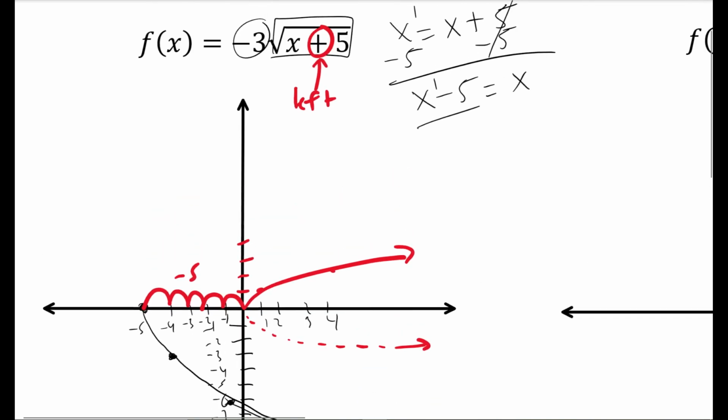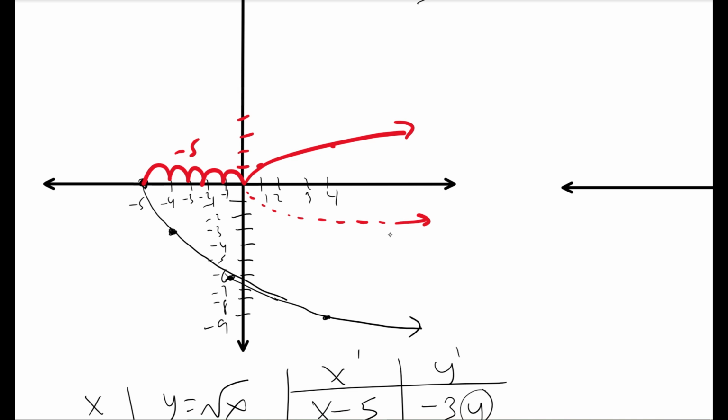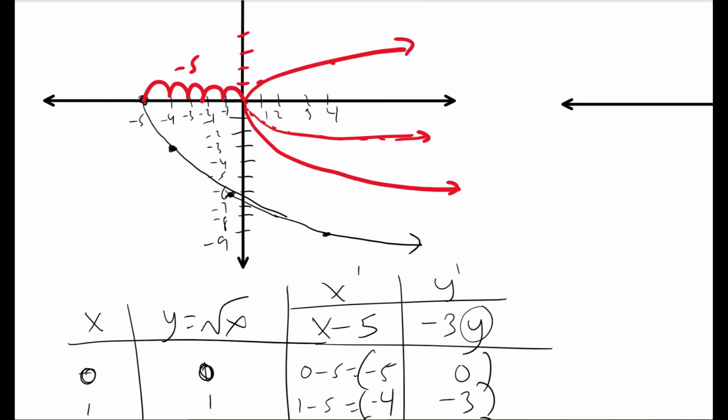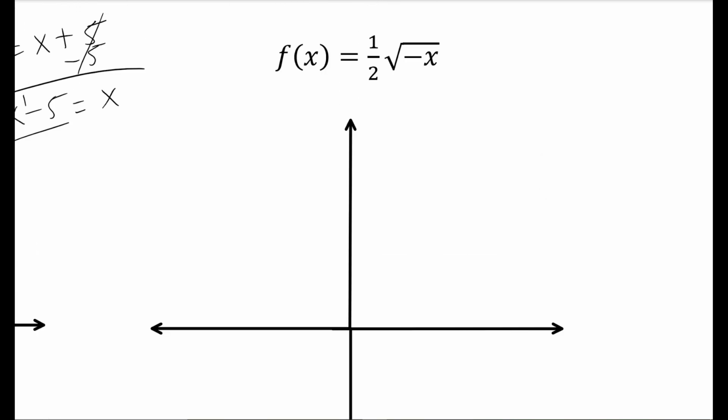And then it got reflected. That's what the negative there does. It reflects it. And then the 3, it got stretched even more. So if it's normally like this, it got stretched out so it looks like this by a factor of 3. So that's why it looks the way it does. All right. Let's look at our next graph. All this takes a lot of practice, but once you get it, it's actually not so bad.